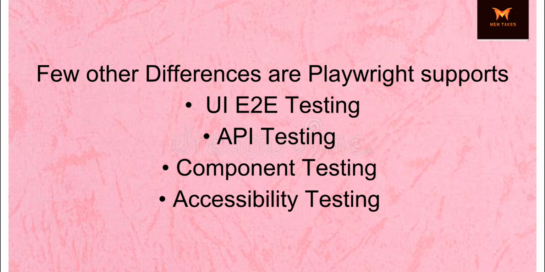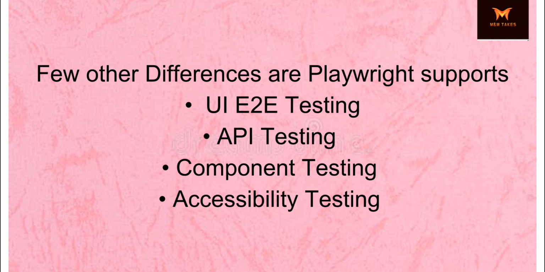Apart from the discussed differences, we have a few more differences between Selenium and Playwright. The first one is that it supports UI end-to-end testing. Playwright is a next generation end-to-end testing framework because it is fast, stable, and designed for modern web apps with built-in reporting, debugging, and parallelism. Whereas Selenium is still powerful and widely supported, but it's slower, more complex to configure, and less optimized for modern dynamic UIs.